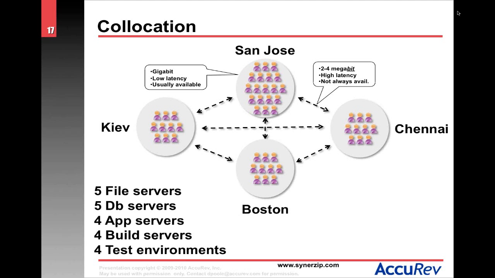For locations, how would you do that? Think about that for a moment. All right, good question. Now, if you have high-speed connections, maybe you would think about a centralized data center. But here are the circumstances that I've given you. It's only 2 to 4 megabits in between.